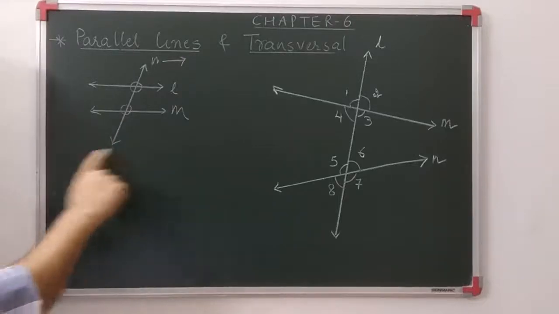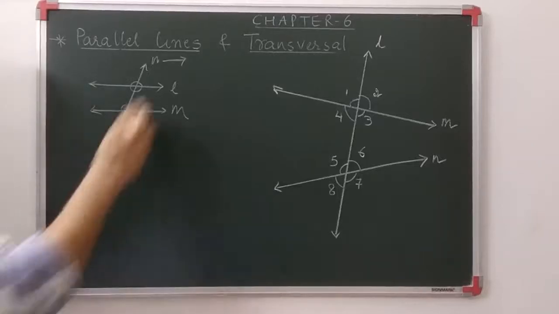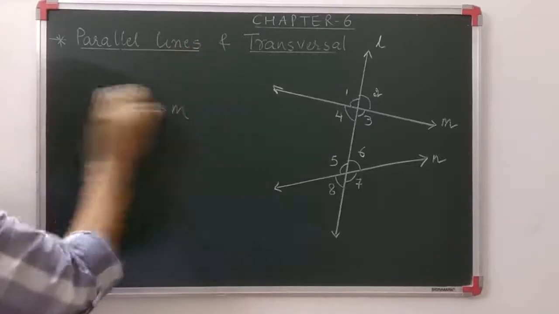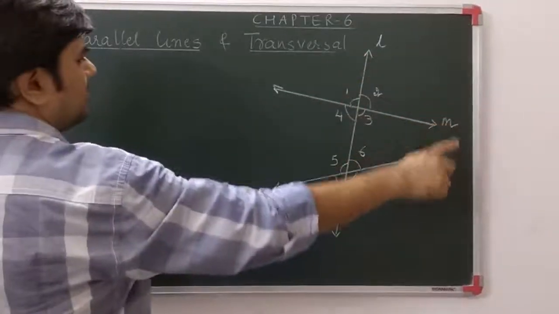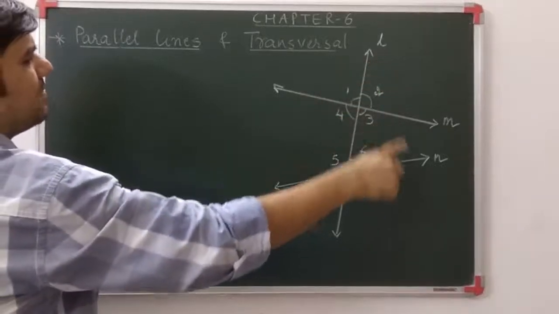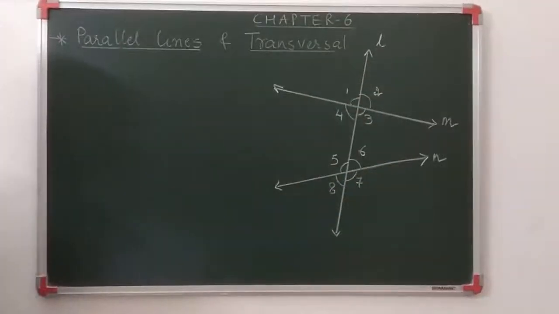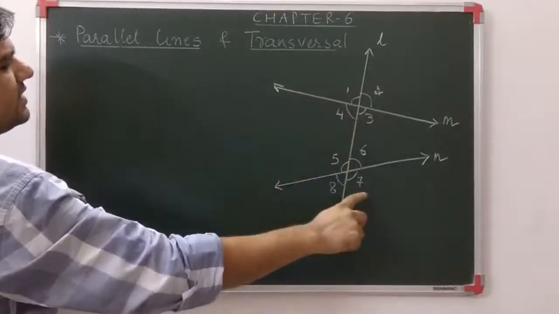So students, here in the diagram you can see that there are three lines: line L, line M, and line N. So we can say N is the transversal of L and M. We can see there are 8 angles formed here: angle 1, angle 2, 3, 4, 5, 6, 7 and 8.